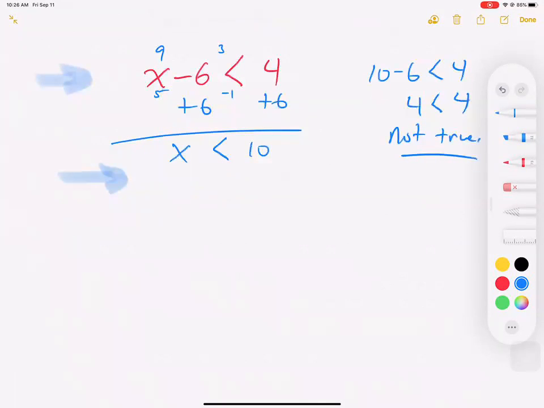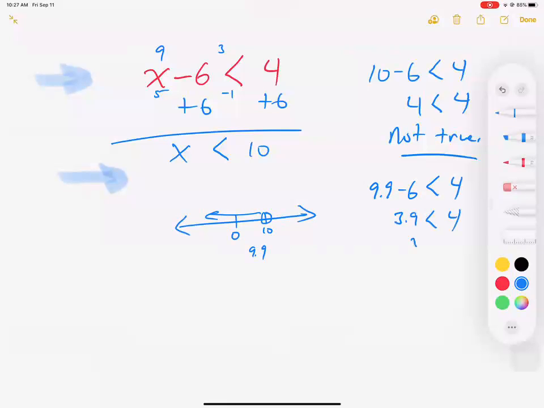But if I say, what about 9.9? Here is 0, here is 10, and numbers that are less than 10. Isn't 9.9 less than 10? Let's draw this as a hollow. So we try it. 9.9 minus 6, would that be less than 4? 9.9 minus 6 is 3.9. Hey, and 3.9 is less than 4. This is a true statement. This is totally true.